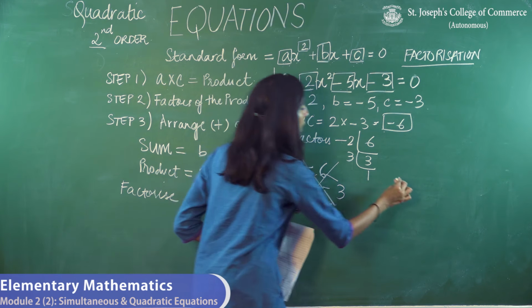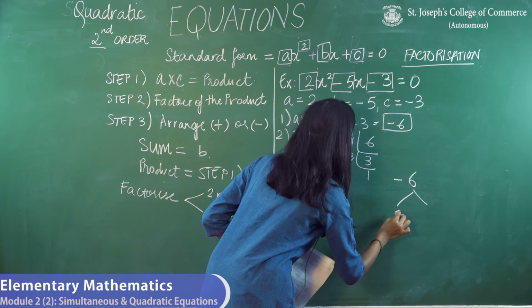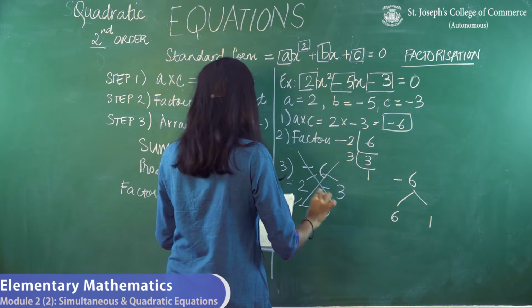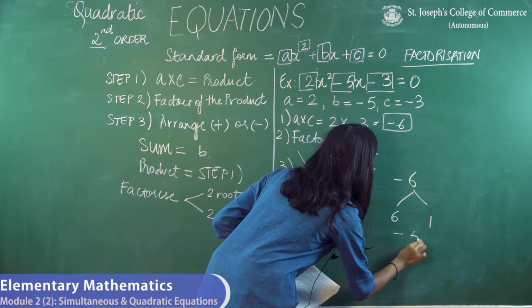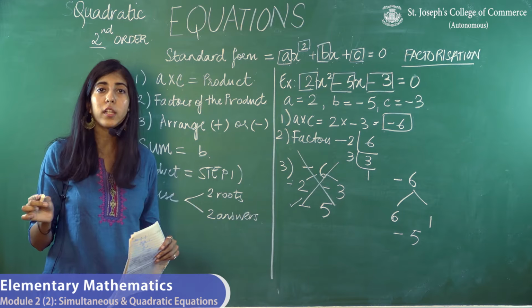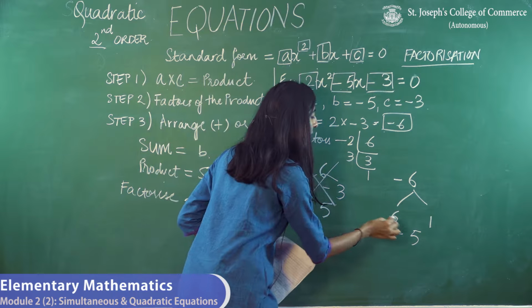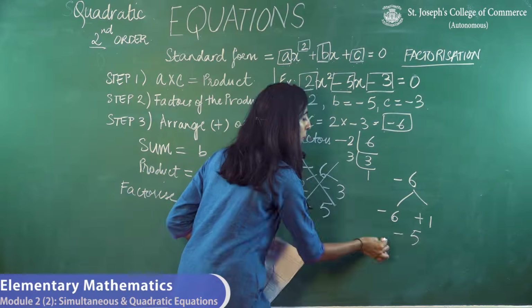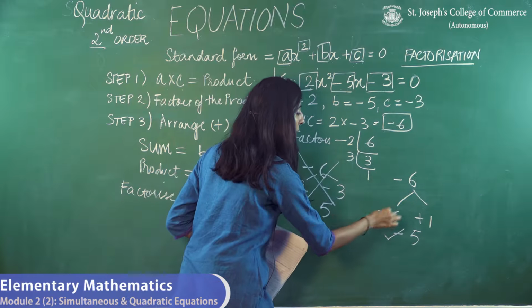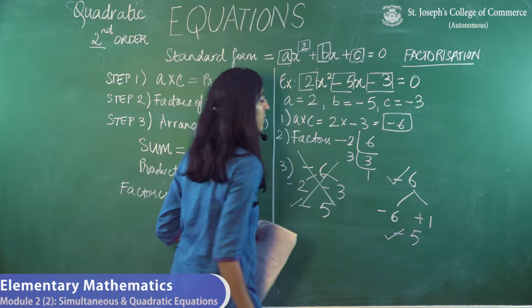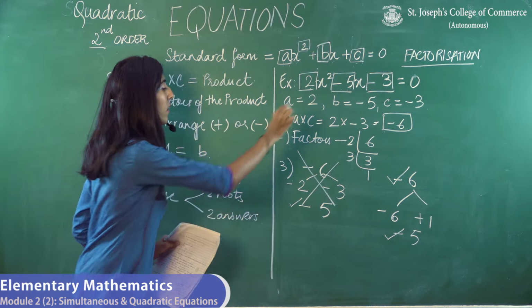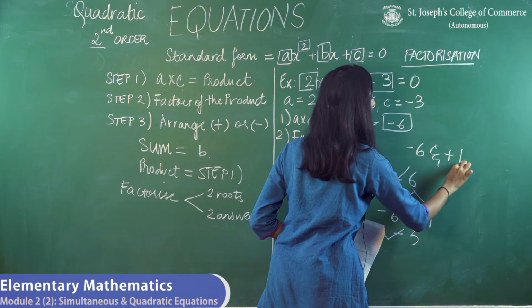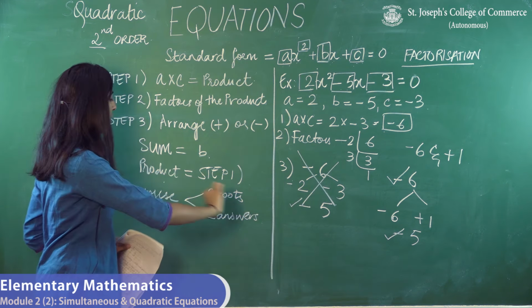The second option would be by taking 6 and 1, because you've already tried out 2 and 3. I need to get minus 5 as the sum, and I need to get the product as minus 6. If I take minus 6 and plus 1, you realize that minus 6 plus 1 will give you minus 5 as the sum, and minus 6 into plus 1 will give you minus 6 as the product. That means the factors that I choose in the end are minus 6 and plus 1. Okay? This is the third step.